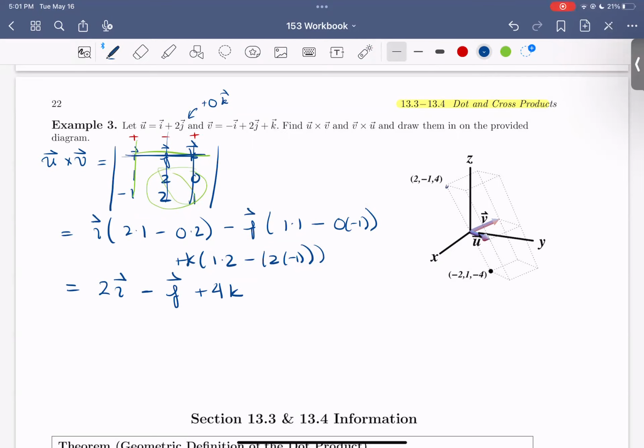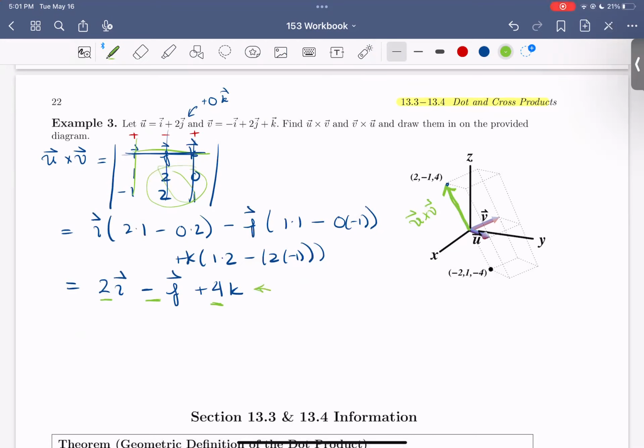And we see that conveniently the point 2, -1, 4 is labeled here. And we see that that is our cross product. So here is where our cross product is. So now let's observe, how does the cross product, this vector here, u cross v, compare to our two vectors u and v? Well, it turns out, and we can see this on the diagram, that this cross product is perpendicular to both u and v.